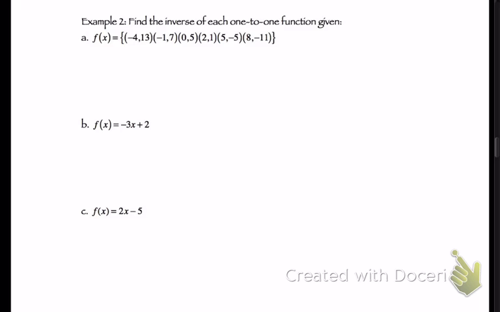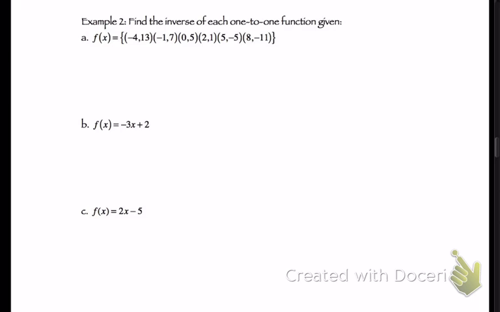Okay, example 2. The advice I'm going to give you, because every year I see everybody make this mistake. The only way that you can possibly find an inverse is if it is 1 to 1. So it has to be 1 to 1 before you even think about finding the inverse. So think, 1 to 1, what does it mean? Well, it has to pass the vertical and the horizontal line test. No repeated x values, no repeated y values.